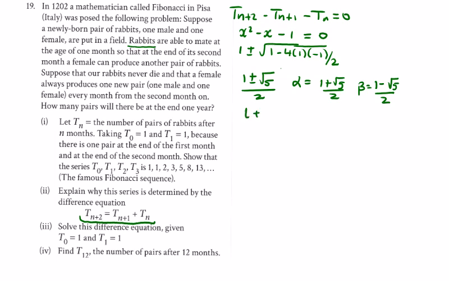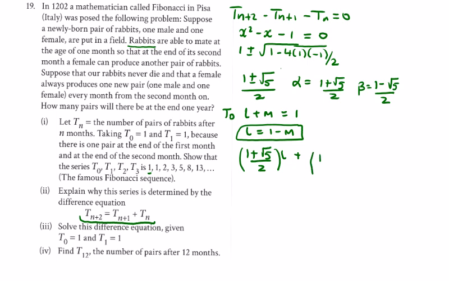We know that L plus M is equal to T0, they're calling it here, which is equal to 1. So L plus M is equal to 1, which means that L is equal to 1 minus M. We're going to need to substitute in this question. Then we have alpha times L, so 1 plus root 5 over 2 times L, plus beta, which is 1 minus root 5 over 2 times M, is equal to T1, which is also 1.